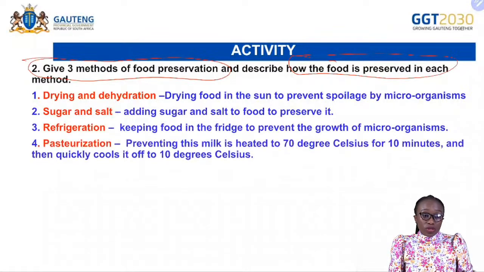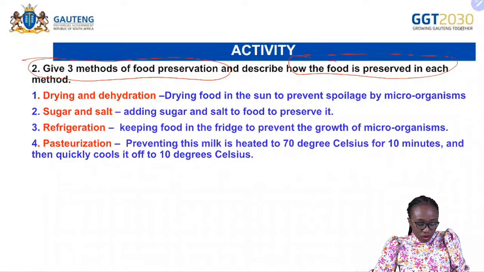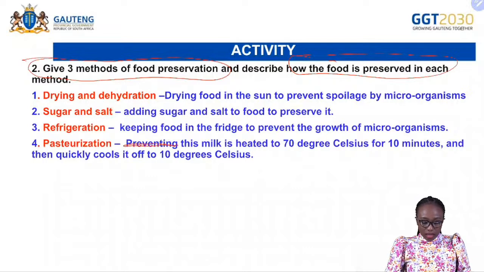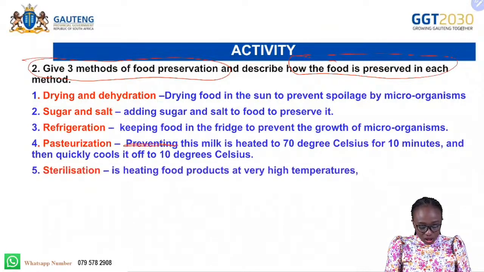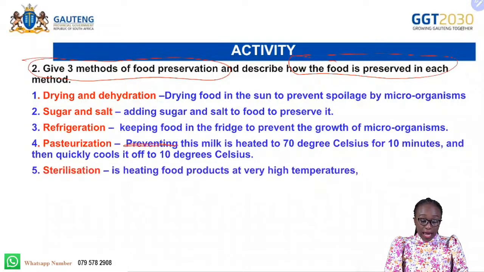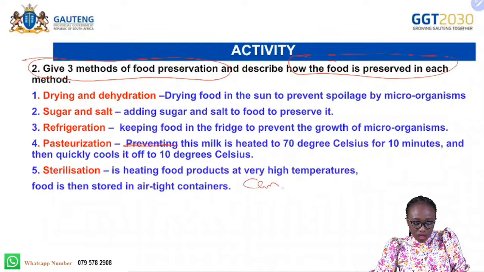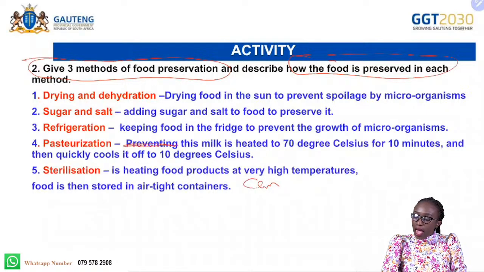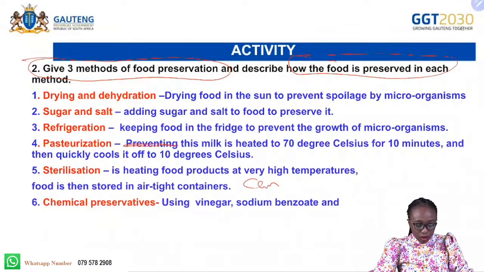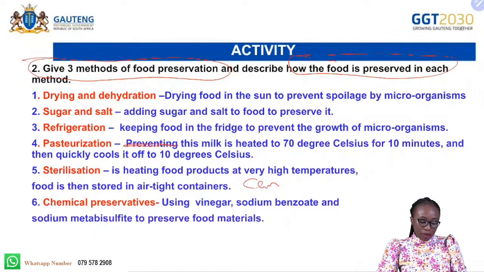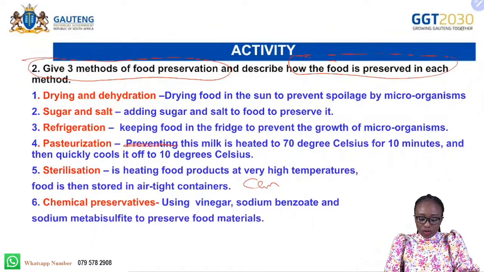Another method of food preservation is pasteurization, preserving milk by heating it to 70 degrees Celsius and then cooling it to 10 degrees Celsius. And then sterilization is heating food products at very high temperatures, and then food is stored inside airtight containers. It could be a can. And then the last one is using chemical preservatives, using sodium benzoate, vinegar, and sodium metabisulfite to preserve food materials.